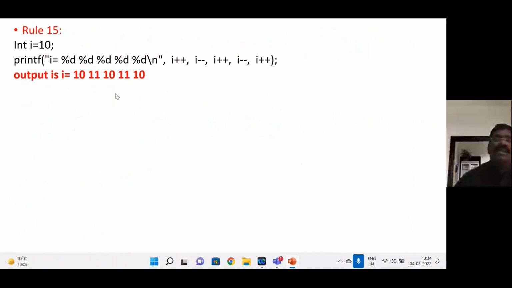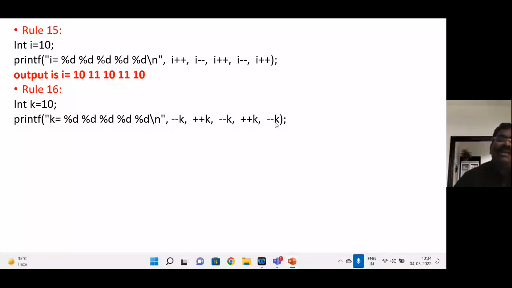The 16th rule, the same thing. If you are using the pre-increment and pre-decrement operators, a mixture of them, first it will take the last one. The last one is the pre-decrement. First it will decrement. First, clearly observe that the last one is decrementing. 1, 2, 3 decrement operators are there. So that is 10 minus 3. 10 minus 3 means you get 7.